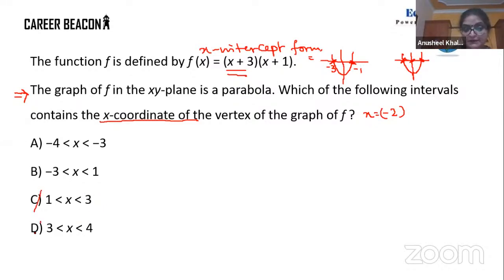So C and D are straight away out, because here you have positive numbers and we are looking for a negative value for x, right? And A is again out, so B is the correct answer here, right?